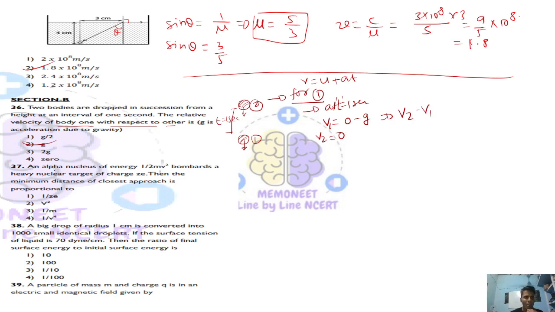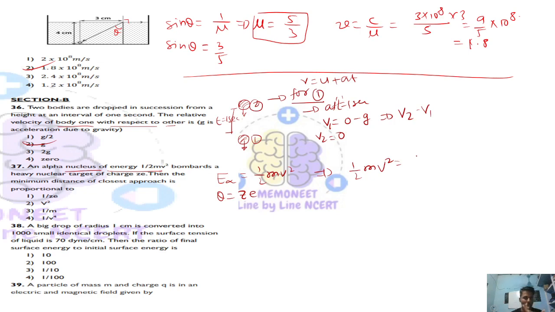Now moving to the second. An alpha nucleus of energy half mv square bombards a heavy nuclear target of charge Ze. Then the minimum distance: simply the kinetic energy is converted into potential energy. Hence half mv square is converted into potential energy.